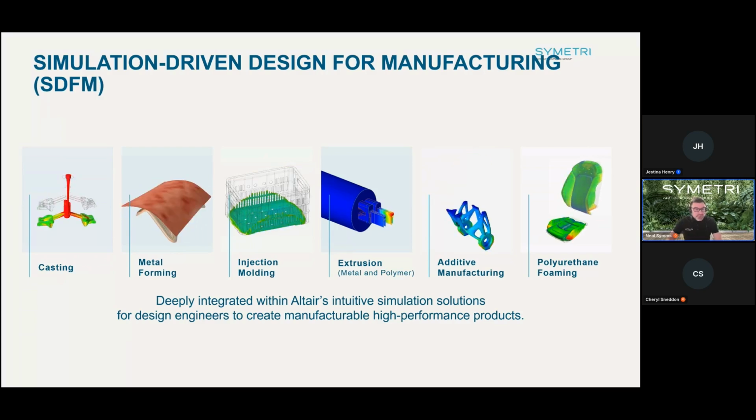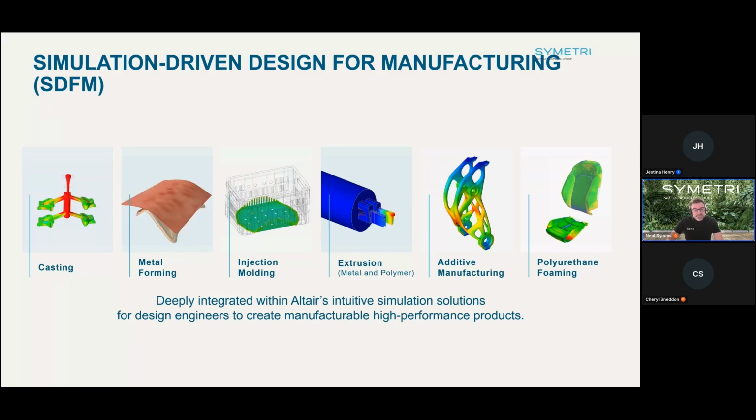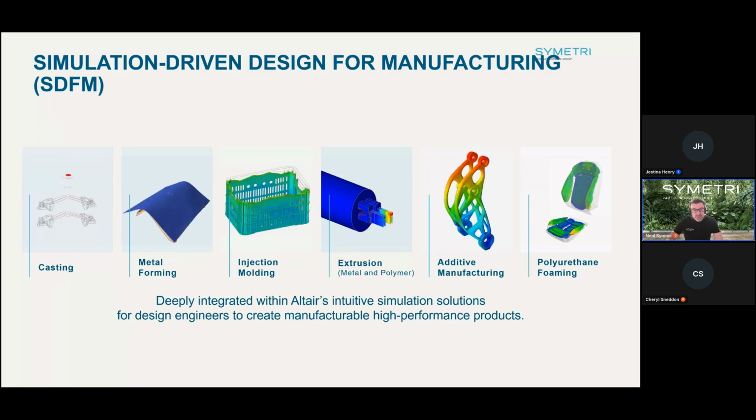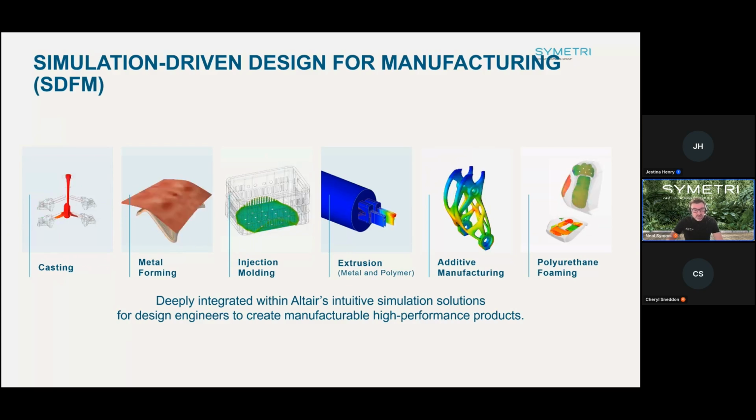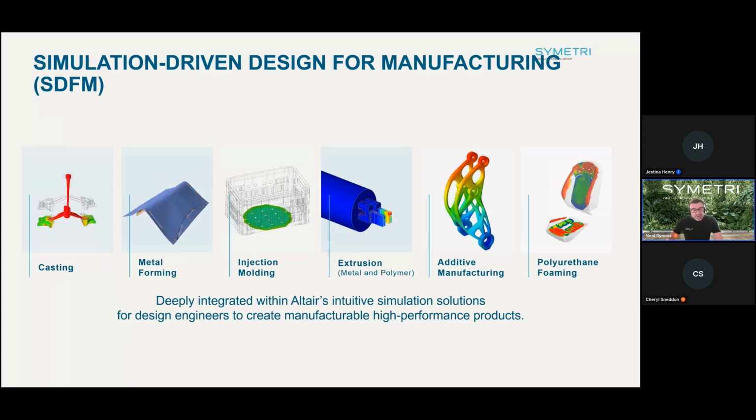For injection molding, you can predict filling patterns, cooling times, and potential defects like sink marks and warpage. This enables the optimization of the mold design and the process parameters, as well as the part design. Extrusion simulation can help analyze the extrusion process, predict material flow and pressure distribution, and optimize die design for improved quality products and reduced defects. Additive manufacturing simulation plays a crucial role in optimizing the process for additive manufacturing by predicting build orientation, support structures, and potential defects like warping and cracking.